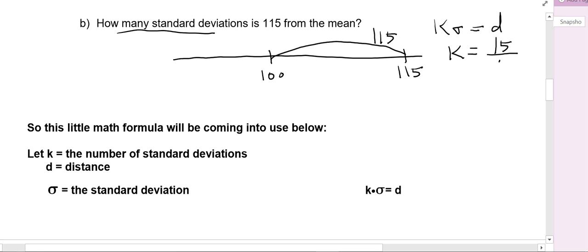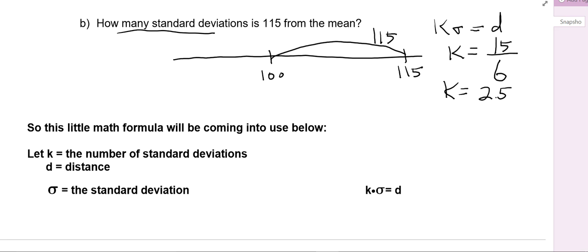Divided by the standard deviation, which is given to be 6. Now, K here is not a nice clean integer. It is a decimal number. 15 divided by 6 is 2.5. So K is equal to 2.5. K does not have to be a whole number. K can essentially be any number.